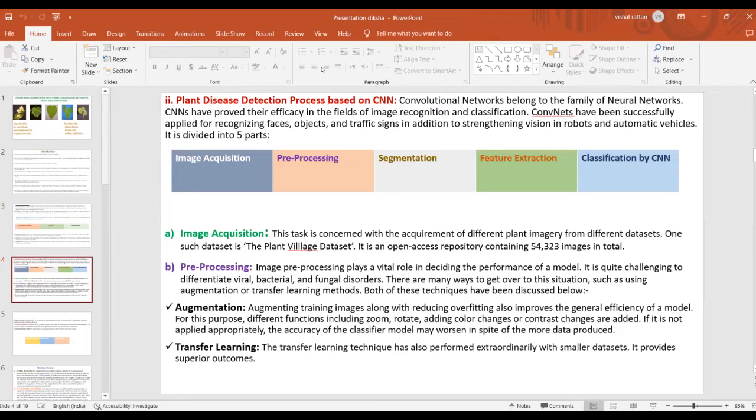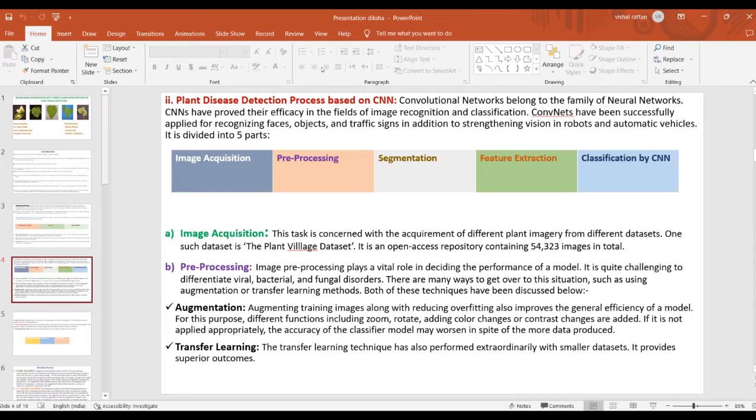Then we have plant disease detection based on the CNN. Convolutional networks belong to the family of neural networks. CNNs have proved their efficiency in the fields of image recognition and classification. CNNs have been successfully applied for recognizing faces, objects, and traffic signs, in addition to strengthening vision in robots and automatic vehicles.